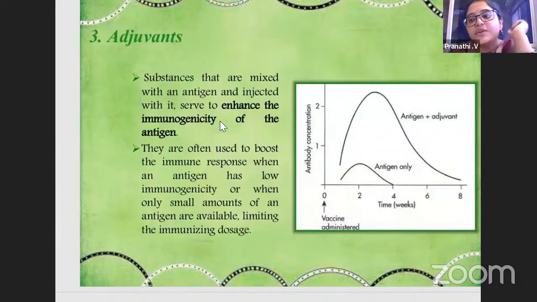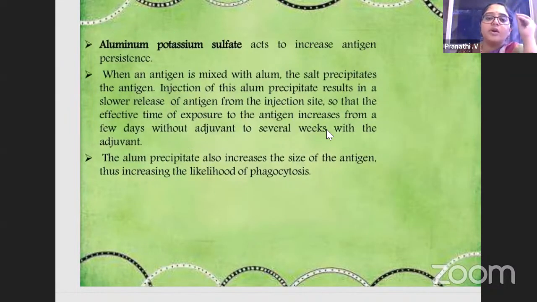Adjuvants are those which enhance the immunogenicity of the antigen. So what is happening is, with an antigen only, you will have some time for the antibody concentration to build up. But if there is antigen plus adjuvant, your concentration of the antibody will definitely increase, and the time is also affected. So how much adjuvant has to be given should be taken care of, so that you have the maximum immunological response created in the body.